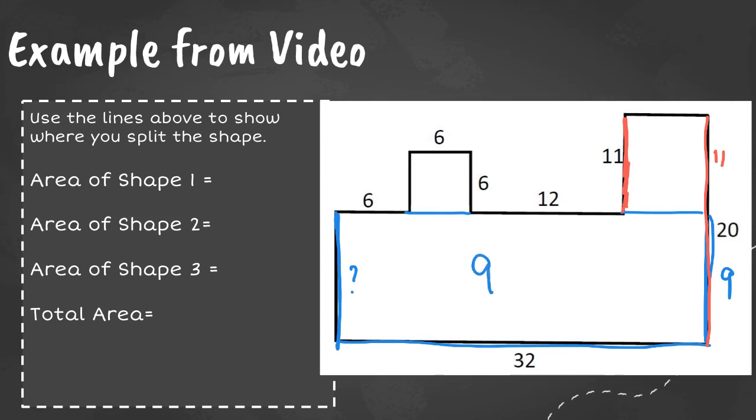So I would do 9 times 32 for this problem, which would give me 288. Okay, and now we have our little square up here. So length and width, so that's just 6 times 6. So that makes 36. Okay, I'm gonna go over here and write these numbers down before I forget them.